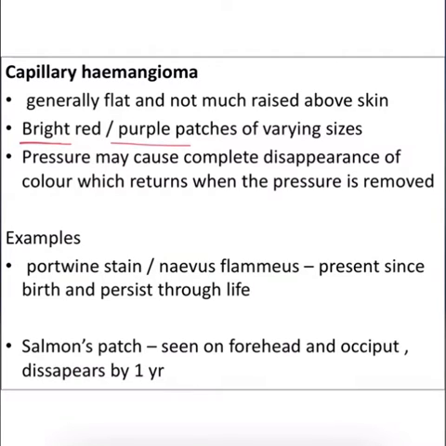Examples of capillary hemangiomas are port wine stain, nevus flammeus, which is present since birth and persists throughout life. Salmon patch, which appears on the forehead or occiput and disappears by 1 year. This is an important question.